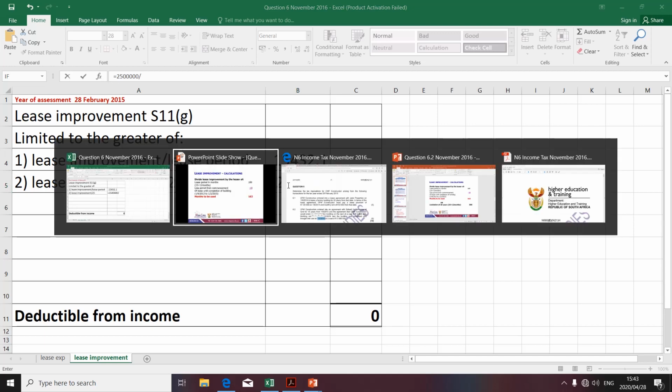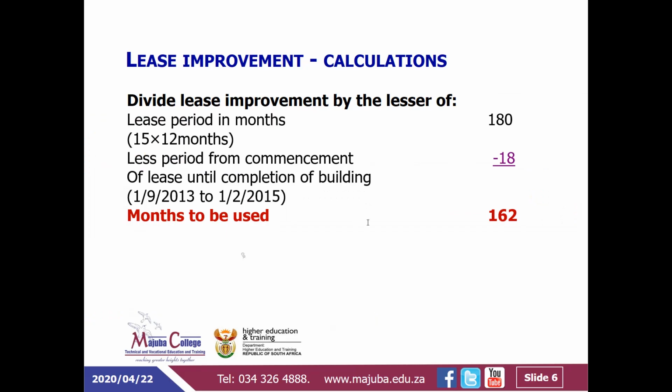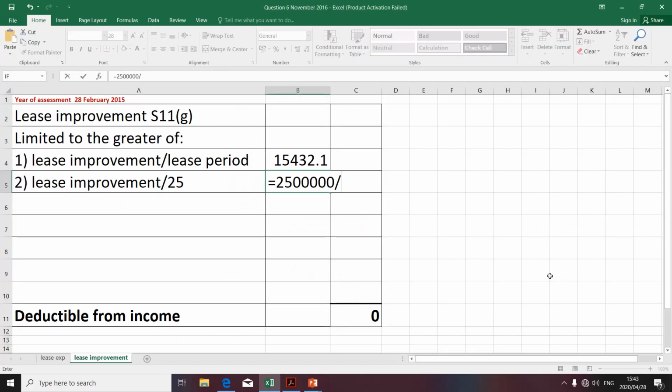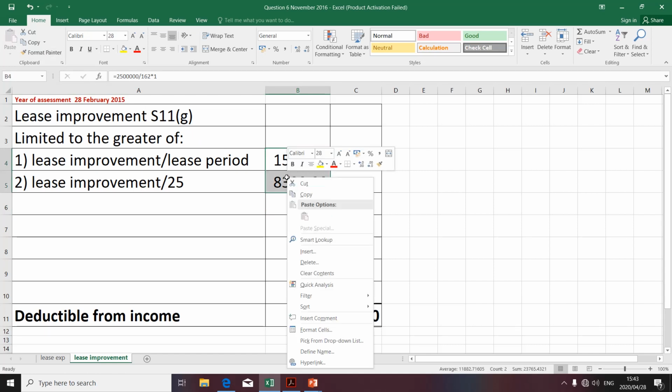We're going to divide by, I'm going to quickly go to the presentation. I'm going to divide that by 300 months, apologies, not years. 300 months, I'm going to multiply by 1 month. We're going to compare the two, and we're going to take the greater of the two.